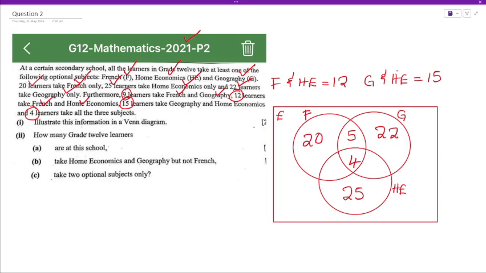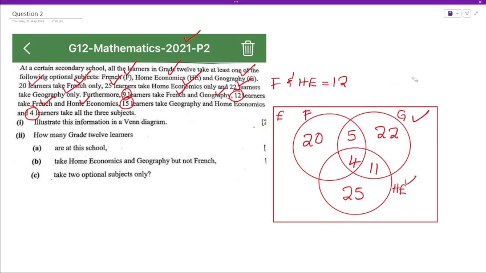Go to the next one. Geography and HE, the total should be 15. Geography is here, HE is there. The intersection is this one. The total should be 15. You already have a 4. You say 15 minus 4 gives you 11. That's the value you put there.